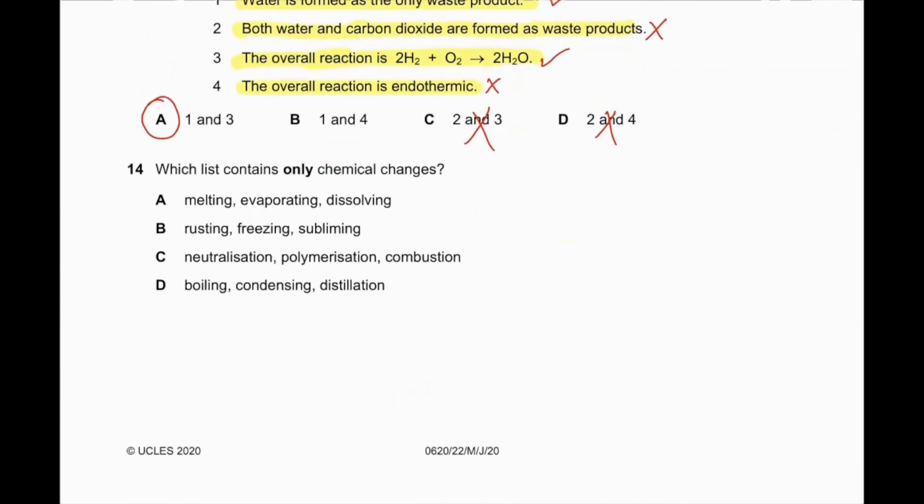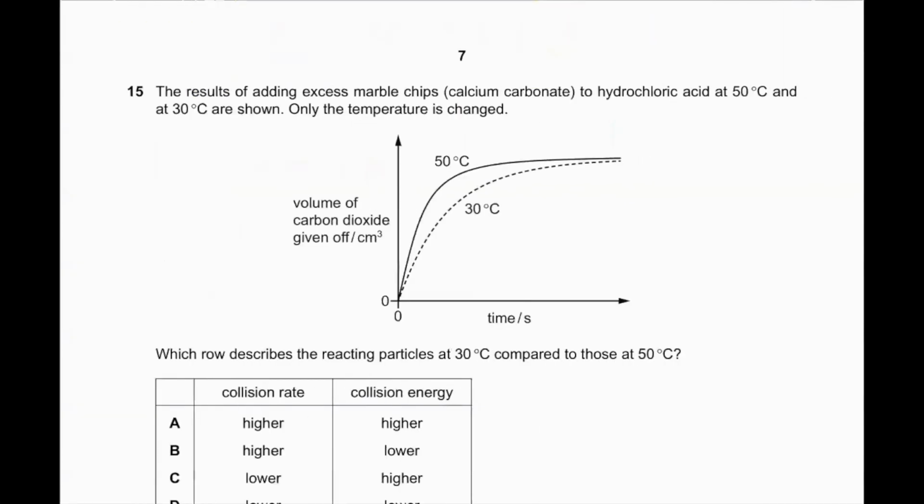Guys, question number 14. Which list contains only chemical changes? All right. Now we know that melting is a physical change. Freezing is a physical change. Neutralization, polymerization, combustion, these are all chemical changes. Boiling is a physical change. So 14, C will be the correct answer, guys.